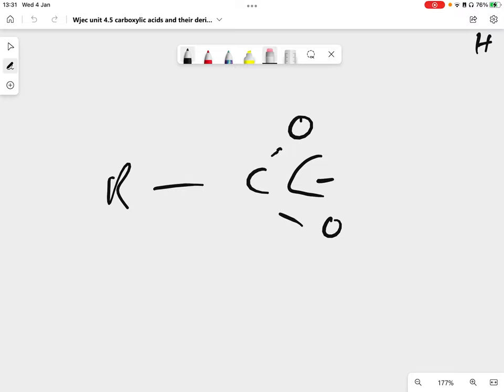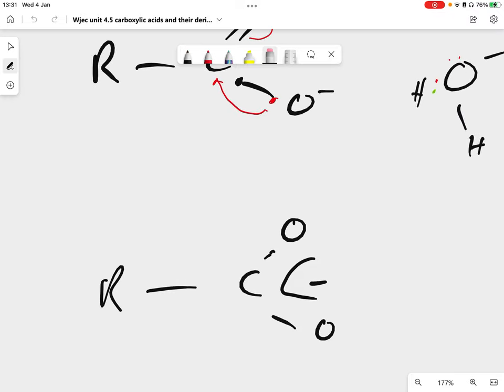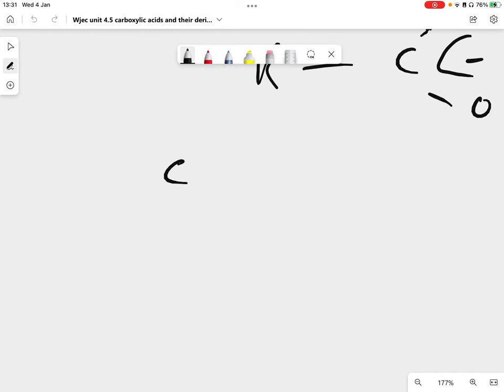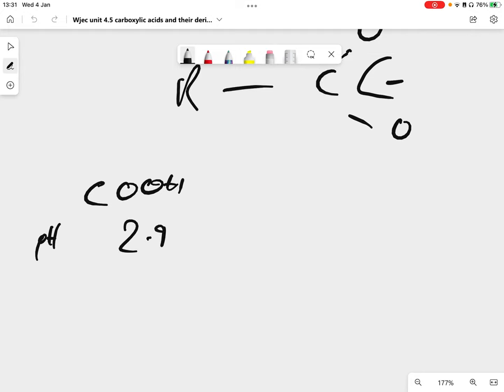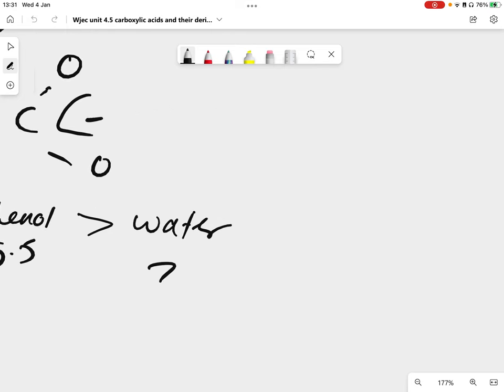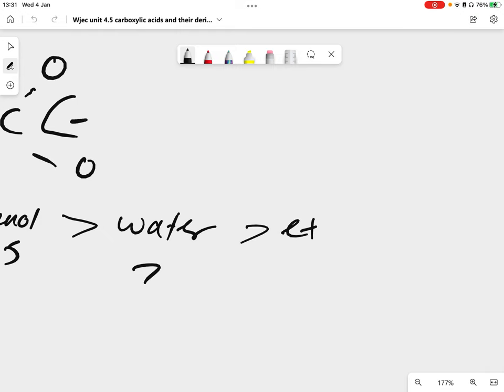And if you look at its acidity compared with other things, we can put some numbers with this as well. A carboxylic acid has a pH of around 2.9, which is then more acidic than a phenol, which is around 5.5. We'll put water in as the reference, which we all know is 7. And ethanol, which is our example of an alcohol, is approximately 7.9.